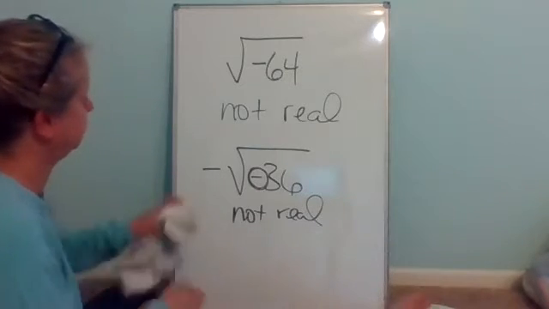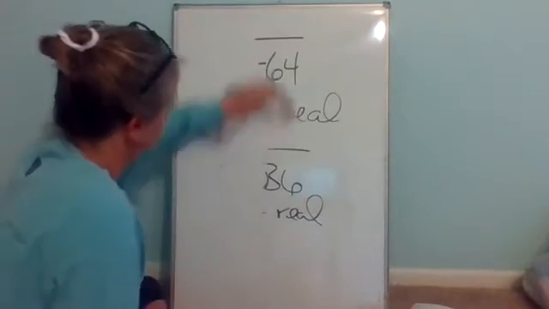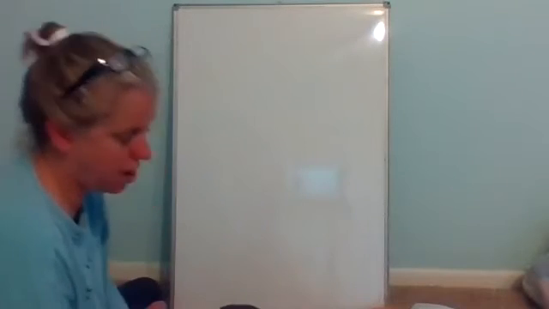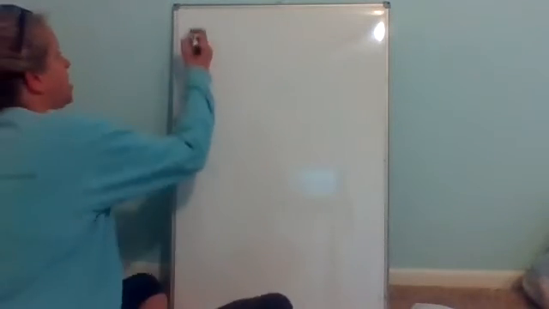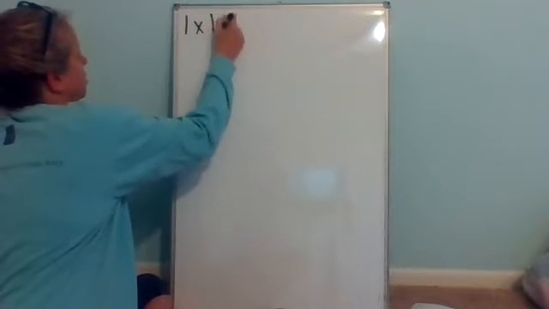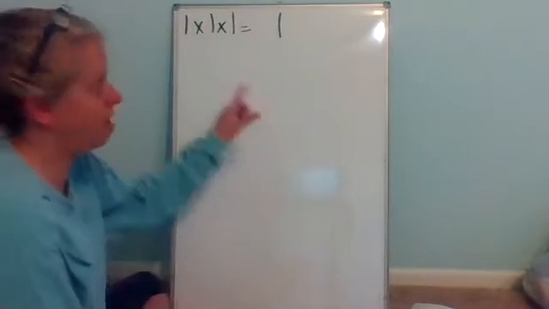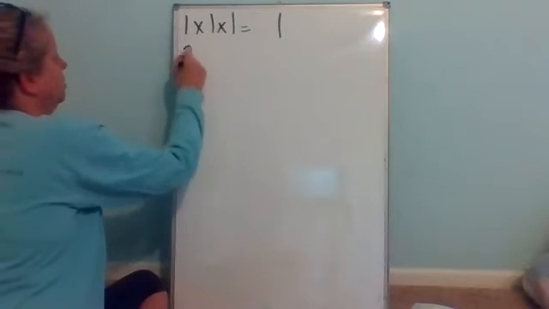Number 10. Okay, before we do number 10, just like I gave you a list of perfect squares, I'm going to give you a list of perfect cubes also, just to make it easier. So the first perfect cube is 1, right? 1 times itself 3 times is 1.